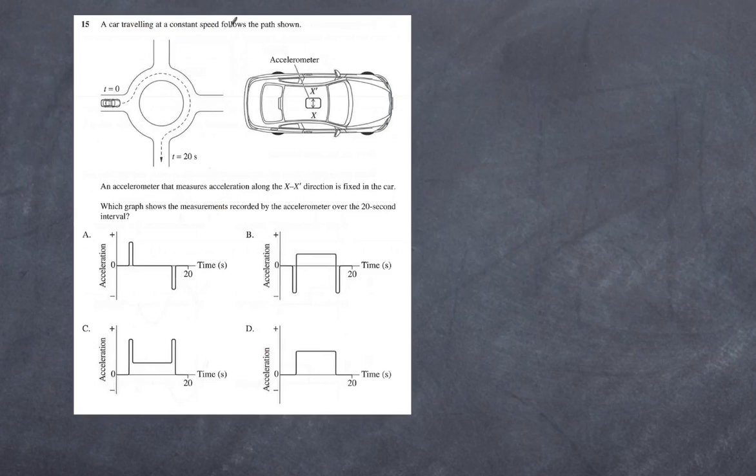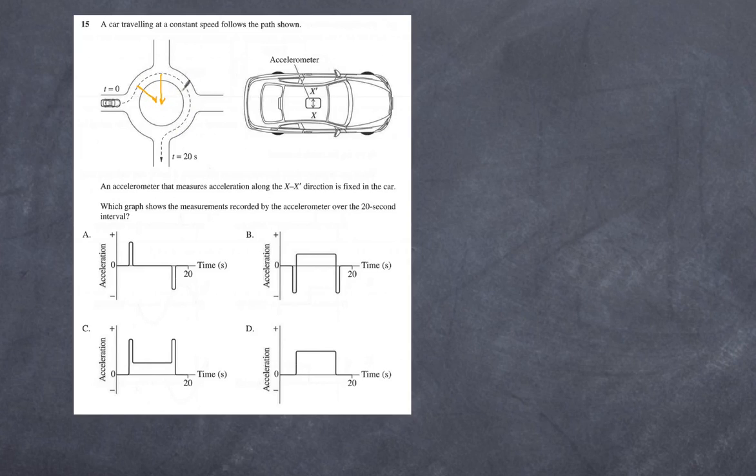A car is traveling at constant speed following the path shown. An accelerometer that measures the acceleration along the XY direction is fixed in the car. Which graph shows the measurements recorded by the accelerometer over the 20-second interval? The first thing you should understand is that the acceleration as it goes around the loop in a circle is always pointing towards the center.